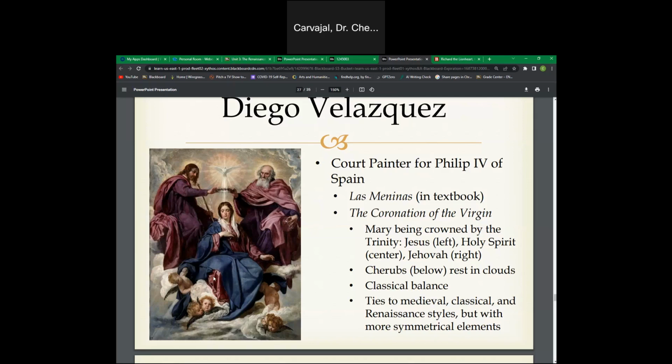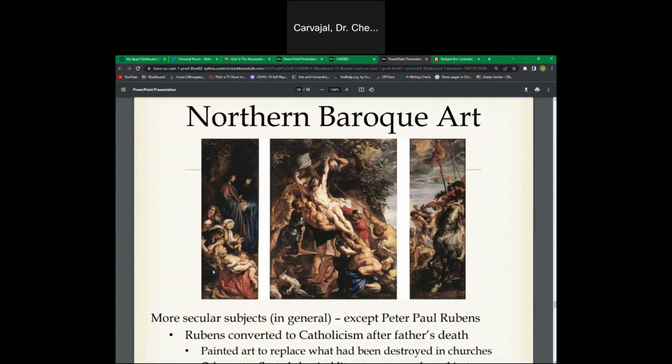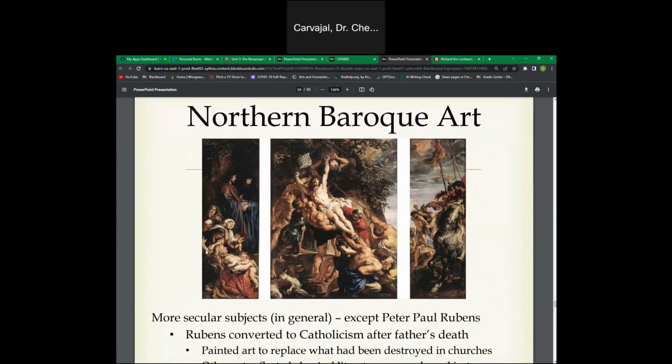There's definitely a very strong sense of symmetry in this, and that's Renaissance. So in the north, though, remember, the vast majority were not Catholic. So was there going to be a lot of artwork inside the church? No, there was not. And in fact, very few painters in the north painted anything religious. And Rubens was the exception, although he was Protestant until his dad died. And then he converted to Catholicism and painted.